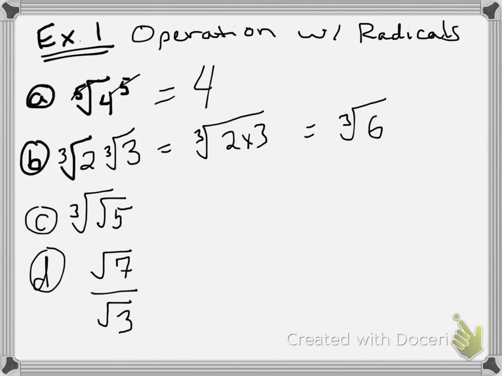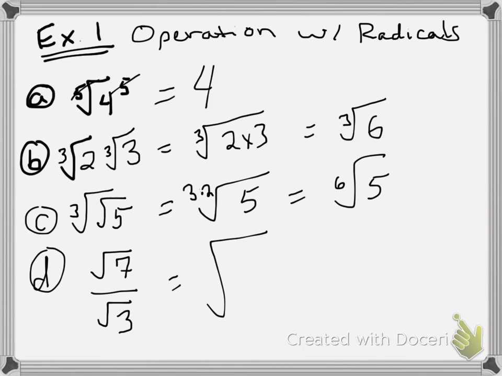Letter C, which is on page 158 of your textbook if you're following along in your book. For letter C, we have the 3rd root of 5 squared. So we can rewrite this as 3 times 2 in the order right there, of 5. So the 6th root of 5. And lastly, we have the square root of 7 over the square root of 3. We're allowed to rewrite that as the square root of 7 over 3.